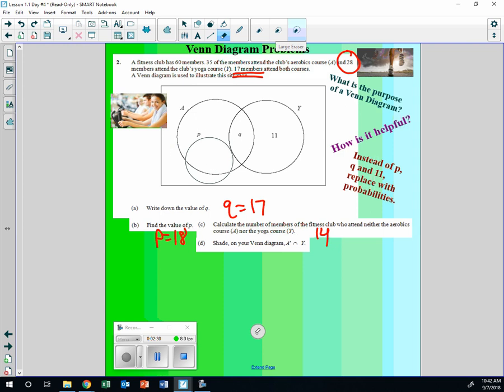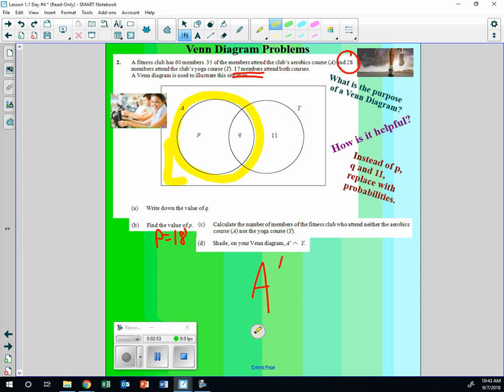All right, then the last one, and this is where it's going to get good. We're not going to worry about the numbers. We're just going to shade. It says, shade the Venn diagram where not A intersects Y. So where we have A with a complement, that means not in A. So would you take a highlighter, please? And here's A. We're going to color not A. That's all of these. There you go. That's not A.